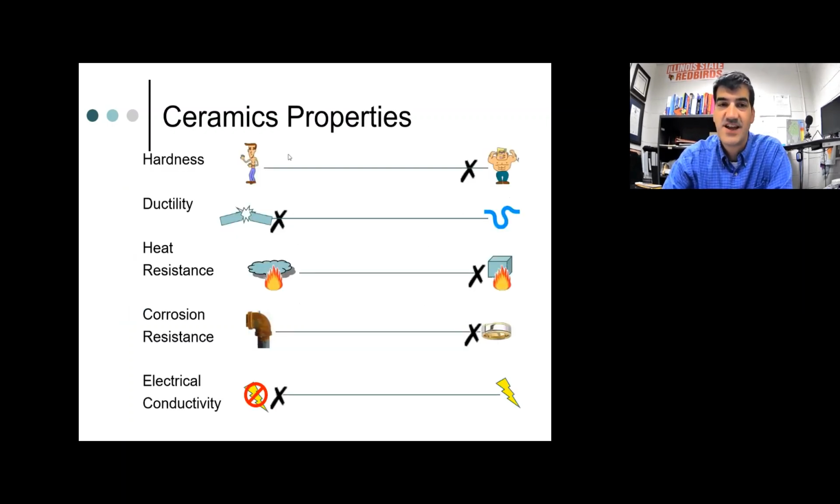And in our table of properties for ceramics, they tend to be very hard. They tend to be not ductile at all. When you take a ceramic plate and you drop it, it's not going to bend. It's going to shatter into 1,000 pieces. They tend to be very heat resistant. You're not going to be melting a ceramic. They tend to be very corrosion resistant. They don't rust or anything. And they tend to not be electrically conductive. Well, I shouldn't use absolutes. They have very, very low conductivity.